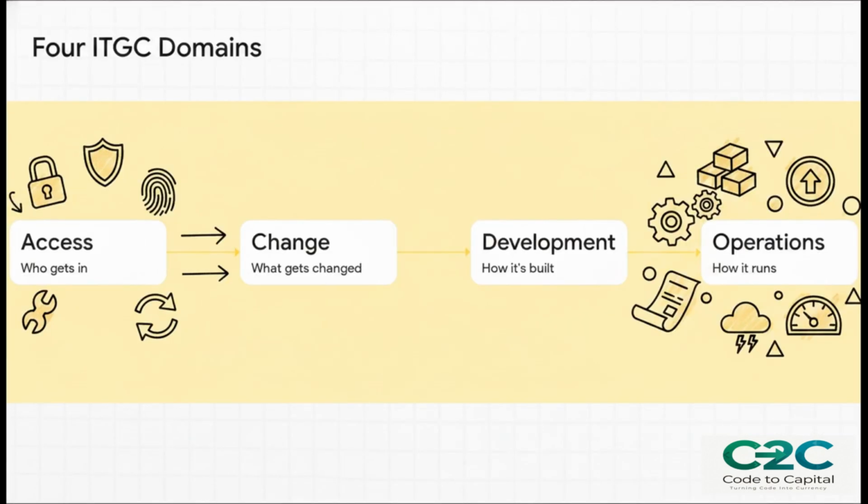Almost every standard IT control framework out there categorizes general controls into 4 universally accepted domains. They act as a complete safety net for your systems. And here's a super simple 4-part memory aid to help you effortlessly categorize them. First is access, who gets in. Second is change, what gets changed. Third is development, how new things are built. And fourth is operations, how the system keeps running day to day. We're going to methodically walk through each one of these right now.